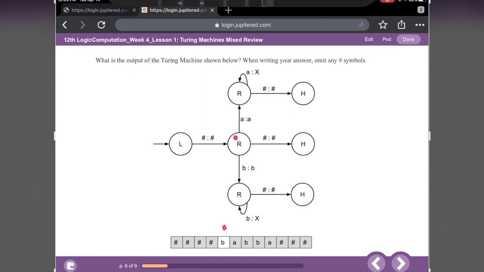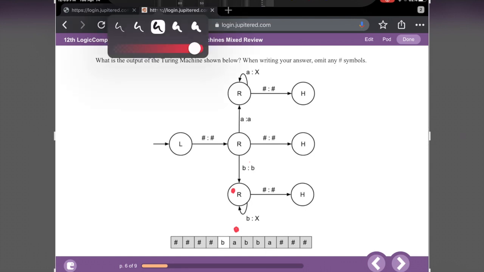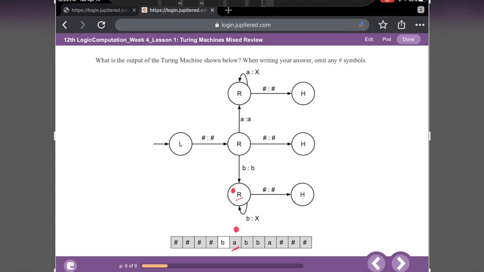What do we do now? If you see a B, replace it with a B. So we can follow this state transition, and we wind up here, and we're told to go to the right again along the tape. Now what? Well, it doesn't say what we do if we happen to see an A on the tape, so instead we'll just go to the right. But what happens if you see a B? If you see a B, replace it with an X, and then go to the right again.